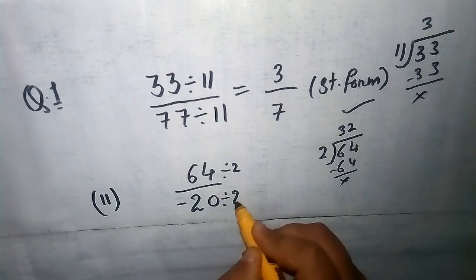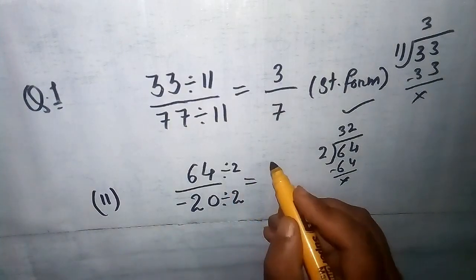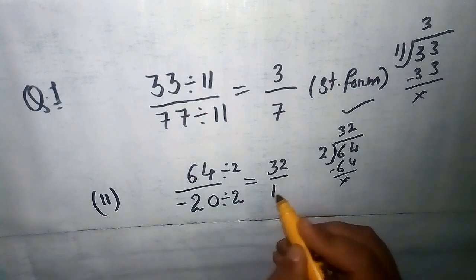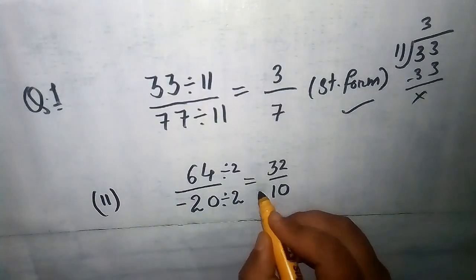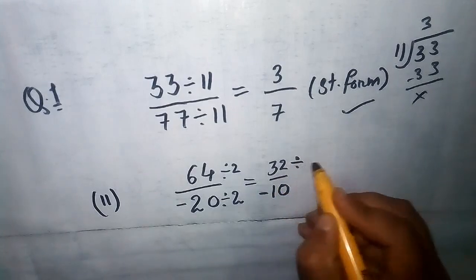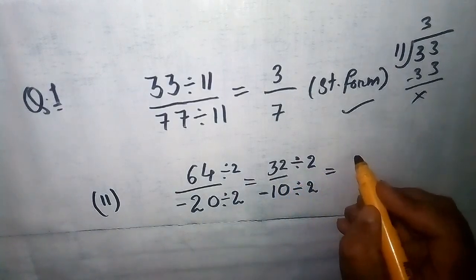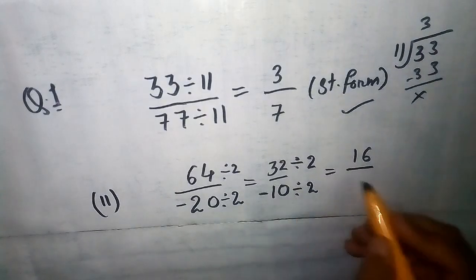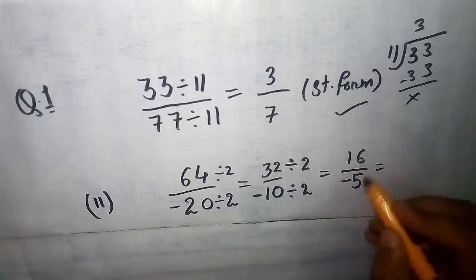And minus 20 divided by 2. So 32 will come in numerator, and you know minus 10 will come in denominator. Now still they have a common factor, that is 2. So again divide them by 2. So 32 divided by 2 will be 16, and minus 10 divided by 2 will be 5.